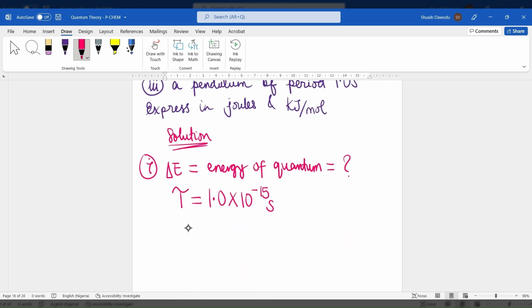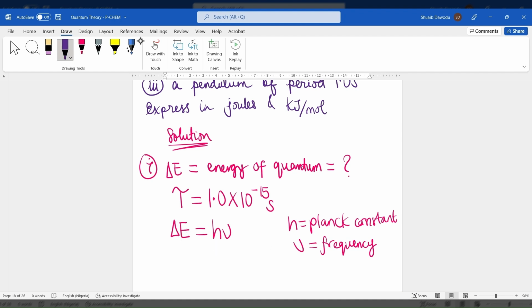Now we're told to calculate the energy. The energy of quantum, change in E, is basically equal to h times the frequency, where h is the Planck's constant, and the v is just the frequency. So we're supposed to solve for it. As you can see from the question, we're only given the period, and we know Planck's constant because Planck's constant is a constant, right? So in order for us to solve this question, we need to determine what the frequency is.